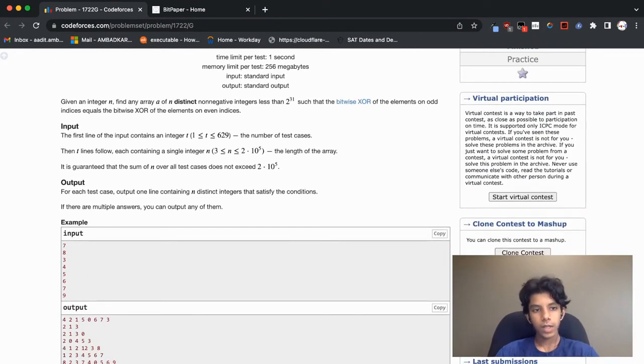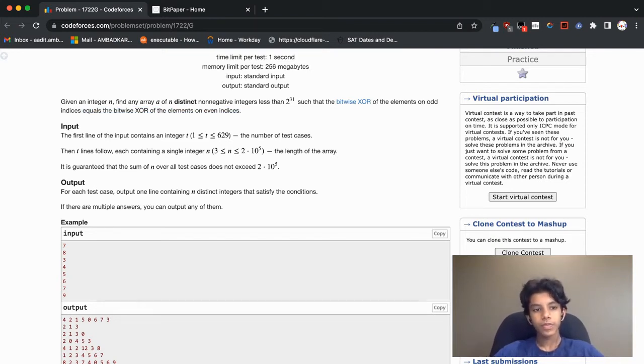It says, given an integer n, find an array A of n distinct non-negative integers less than 2 to the power of 31, such that the bitwise XOR of all the elements on odd indices equals the bitwise XOR of all the elements on the even indices.